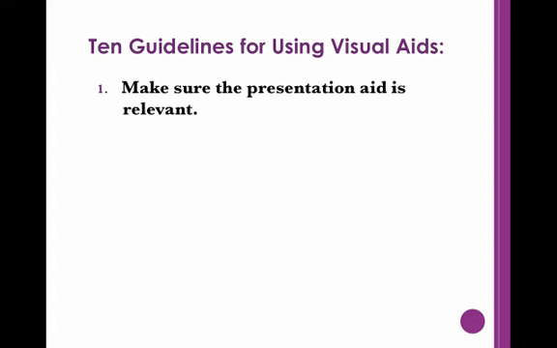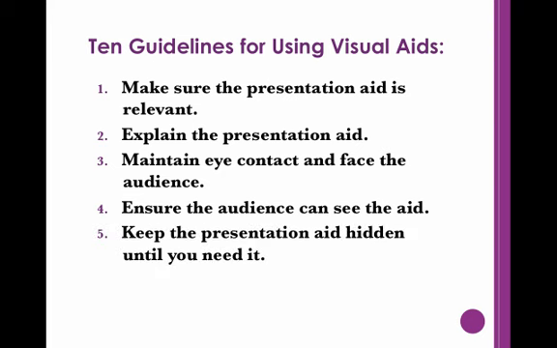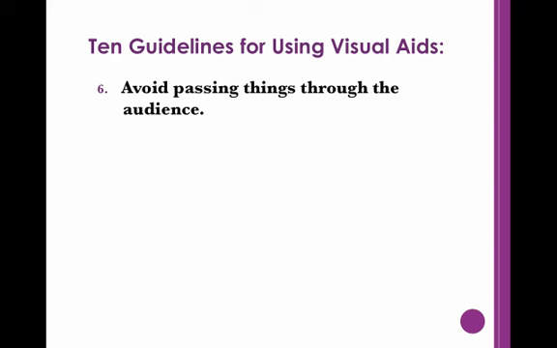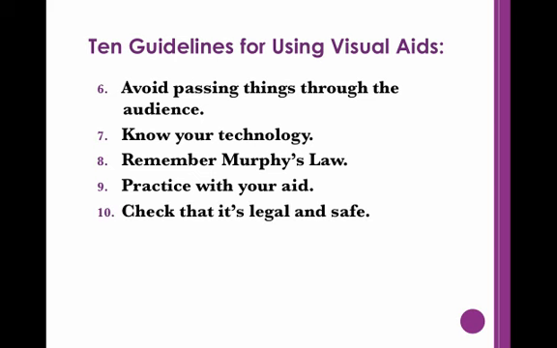First, make sure the presentation aid is relevant. Second, explain the presentation aid. Third, maintain eye contact and face the audience. Fourth, ensure the audience can see the aid. Fifth, keep the presentation aid hidden until you need it. Sixth, avoid passing things through the audience. Seventh, know your technology. Eighth, remember Murphy's Law. Ninth, practice with your aid. Tenth, check that it's legal and safe.